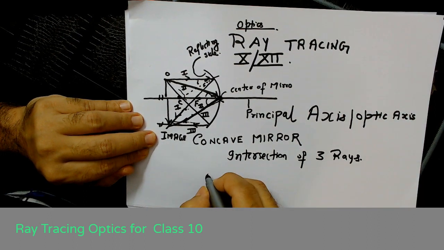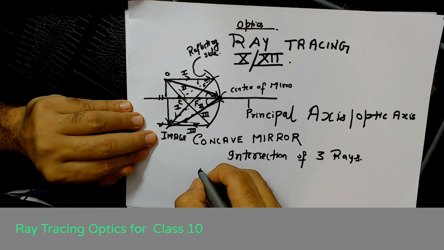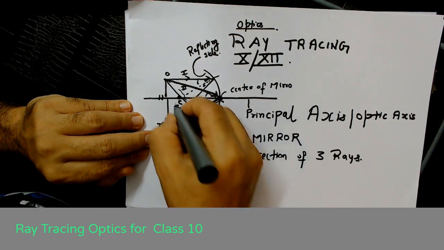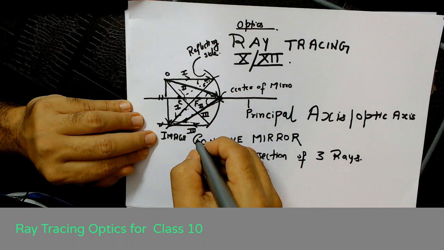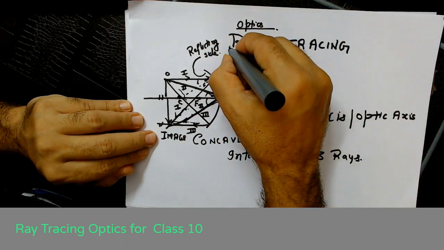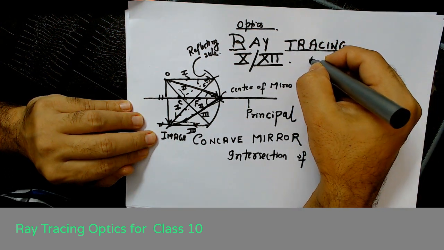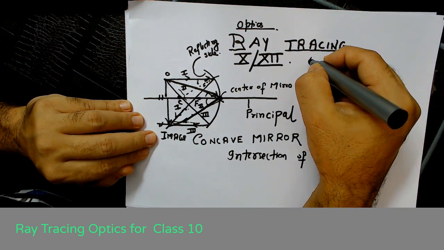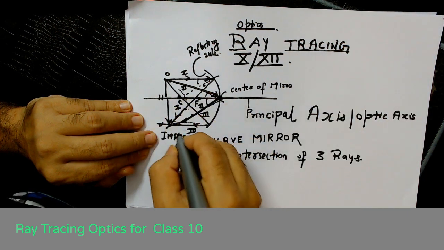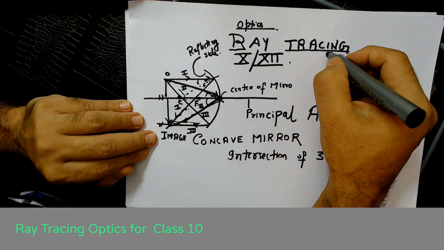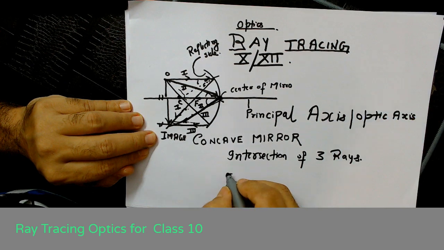Please use a ruler, that is a scale, and a pencil when you start doing it. What I've done is a rough image to tell you the concept of ray tracing. When you do the ray tracing using a scale and a pencil and draw the lines on a graph, you will be able to accurately find the point of intersection. So my figure is to be treated as a rough figure.